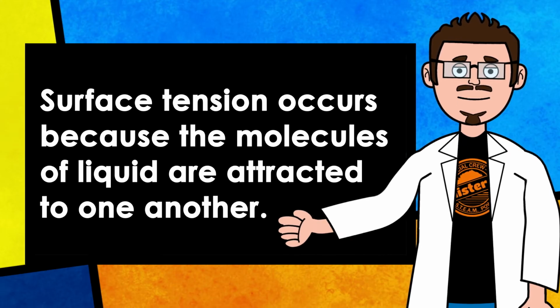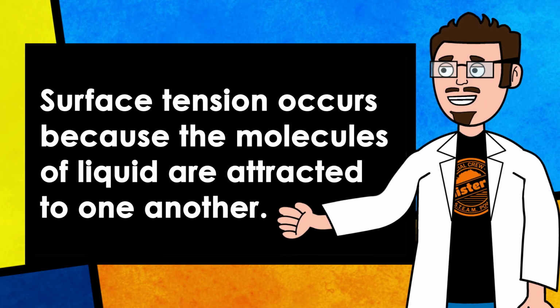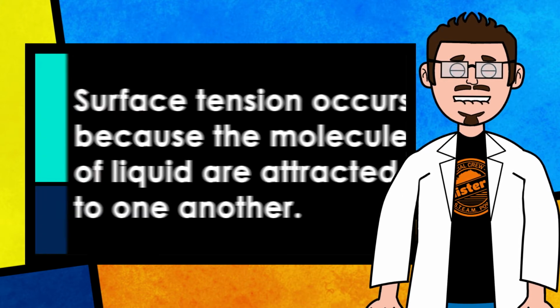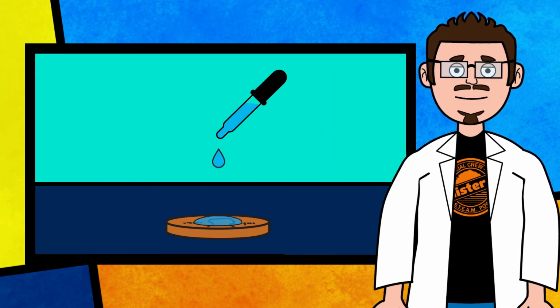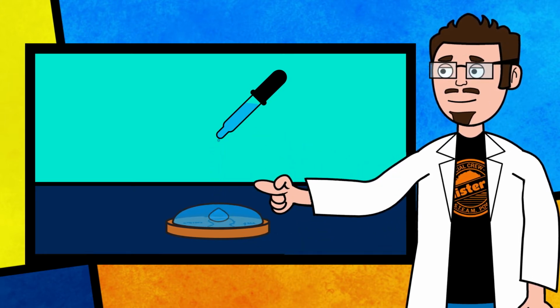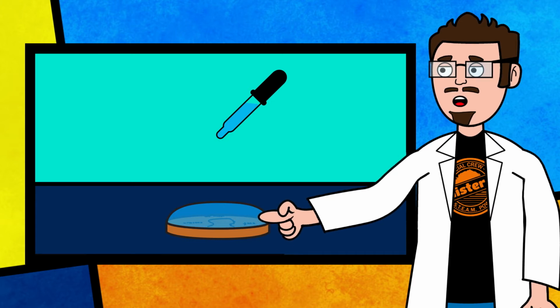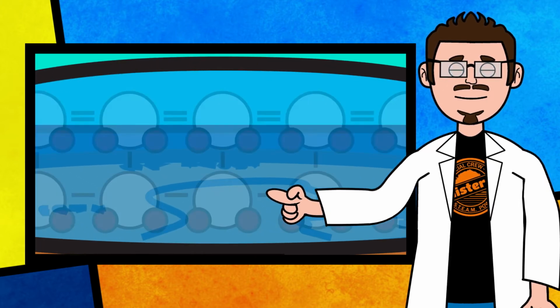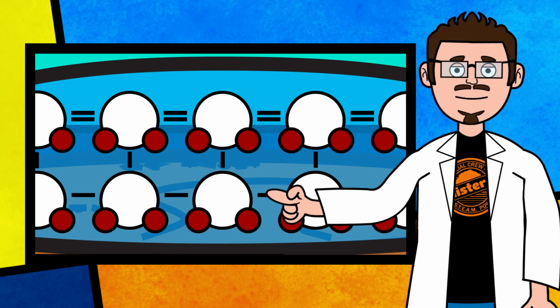Surface tension occurs because the molecules of liquid are attracted to one another. This cohesive force keeps the water from spilling over the edge of the penny. As we drop more water on the penny, we start seeing a rounded shape at the surface. The molecules below the surface are attracted to one another and pull in all directions.